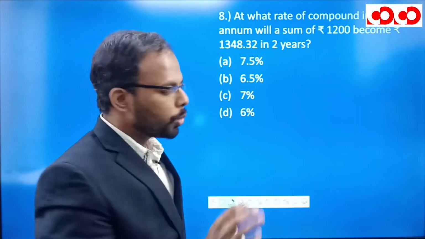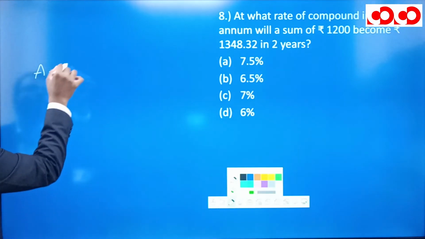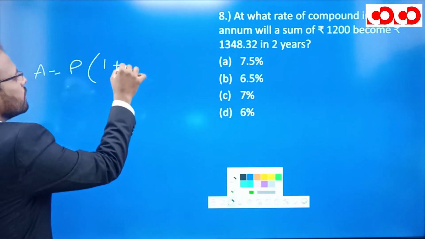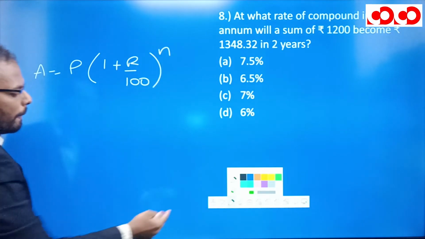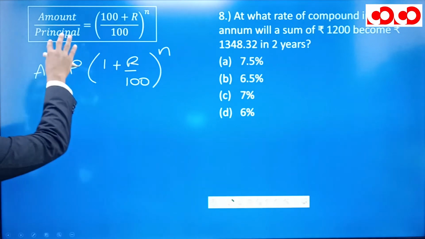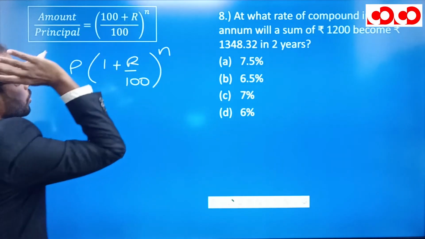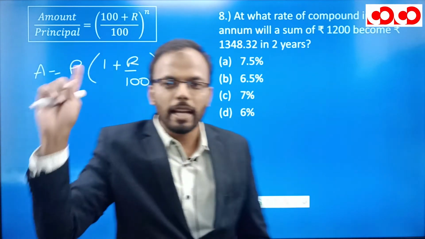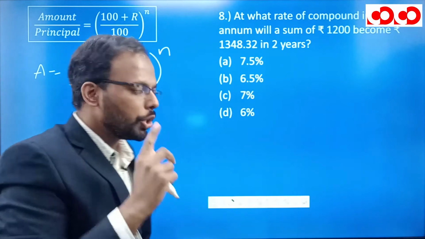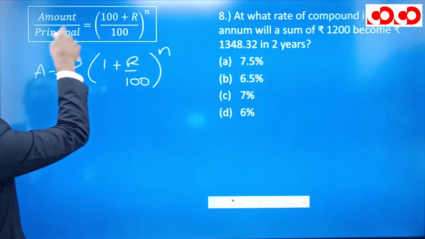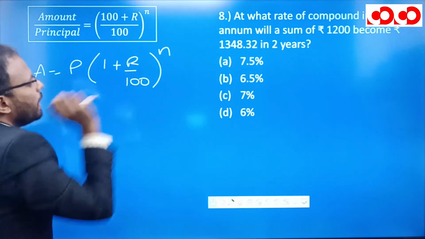1348.32 in 2 years? Now see, we know that amount is equal to principal into 1 plus r by 100 whole to the power n. This is the formula for amount. But we can express this as amount by principal is equal to 100 plus r by 100 whole to the power n. There is no problem in expressing this formula like that. So that is nothing but your ratio. And here also we are having a ratio of 100 plus r whole to the power n divided by 100 to the power n.